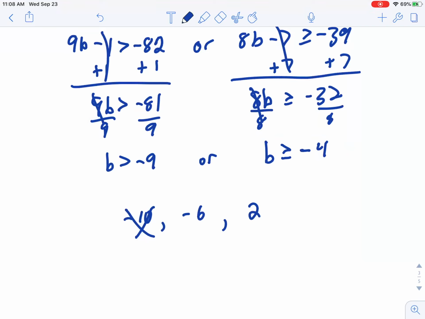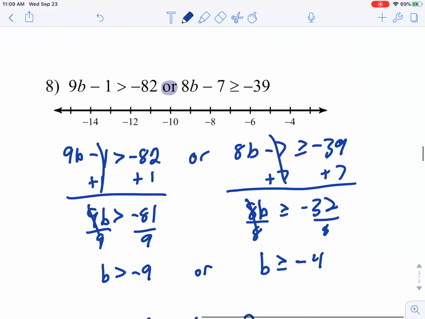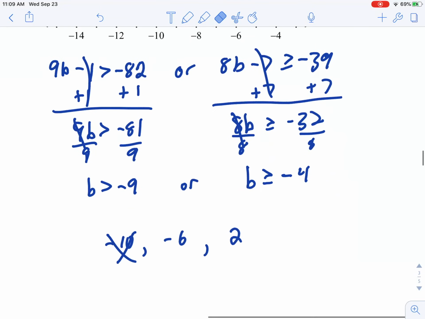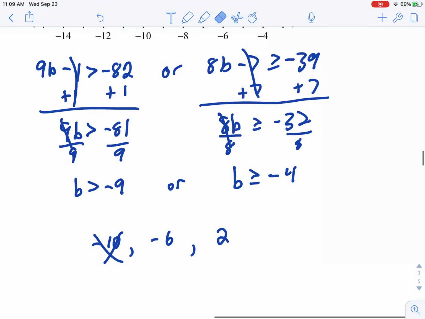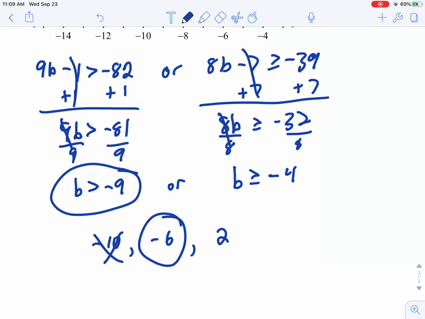What about negative 6? Is negative 6 greater than negative 9? Yeah, it actually is. If you look at the number line, negative 6 is here, negative 9 is there. This is on the greater than side. So that's a yeah. Is negative 6 greater than negative 4? Here's negative 6, here's negative 4. No, it's not. But with an OR statement, as long as one of the two statements is true, it is a solution. So negative 6 is a solution.